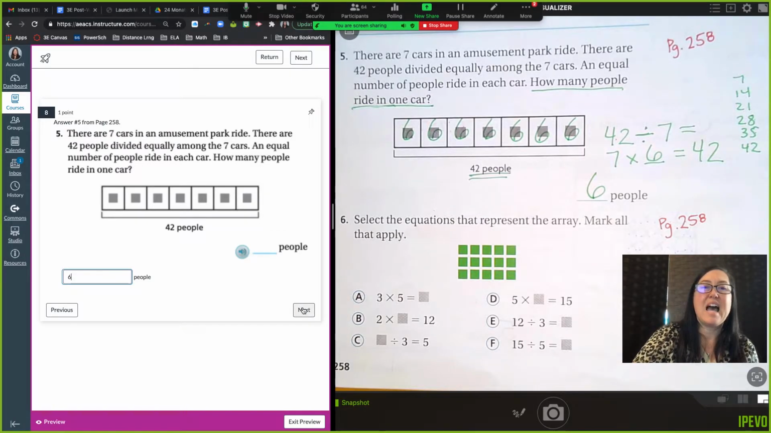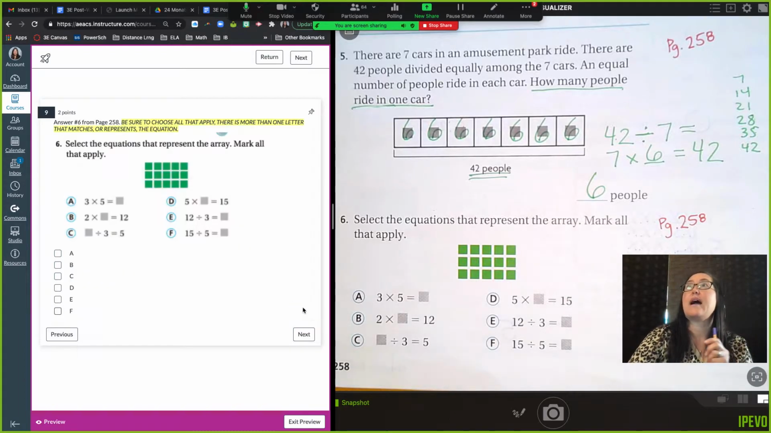Okay? I know it's a little extra step going back and forth to the screen and your paper, but I thought this way you might get some instant feedback as to how you are doing with this practice test.